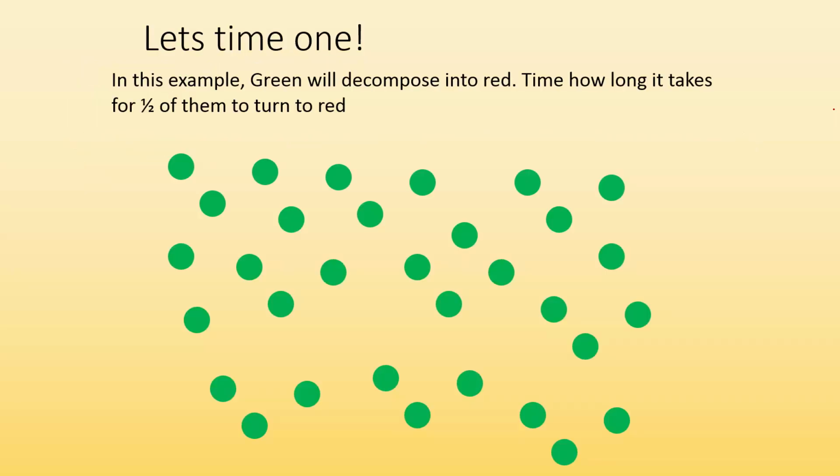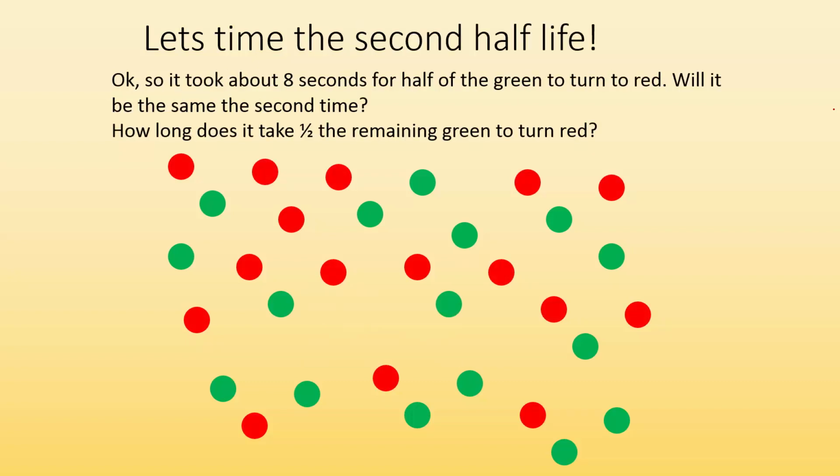So let's time one. All right, let's take a look at this green sample. It decomposes into red, and we're going to time how long it takes for half of them to turn red. We're going to start counting right now. All right, let's see. There they go. Some of them decaying, turning into red. How much time does it take for half of them to do it? All right, it's almost done. How long did that take? That took about 8 seconds. All right, so it took about 8 seconds for the first half-life.